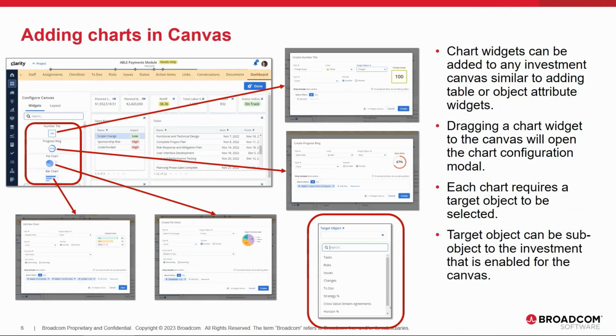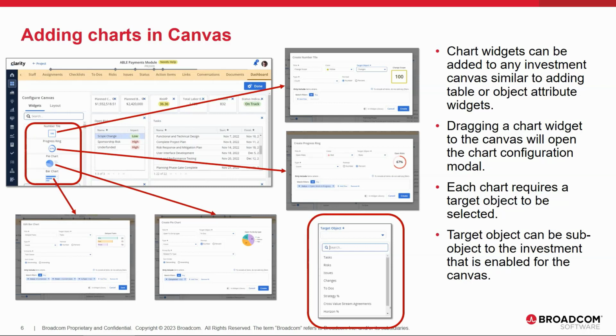Adding any of these chart widgets is very similar to how you would add the existing attribute or table widgets. Basically, you would go into the investment itself, go into the canvas, and configure the canvas. When going into the configuration mode, the 4 chart widgets will be listed right in the configuration panel, and the end user can drag any one of those 4 onto the canvas.